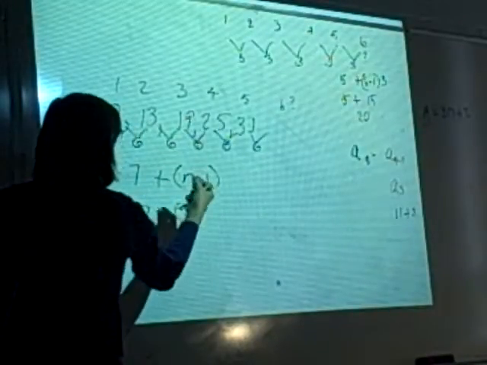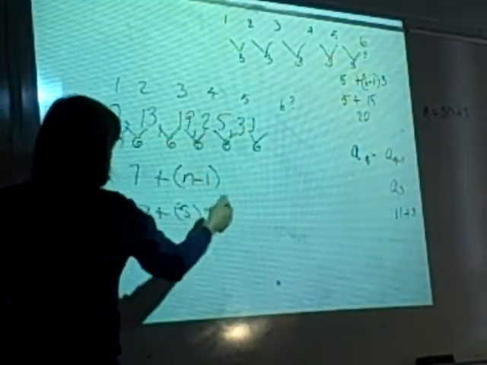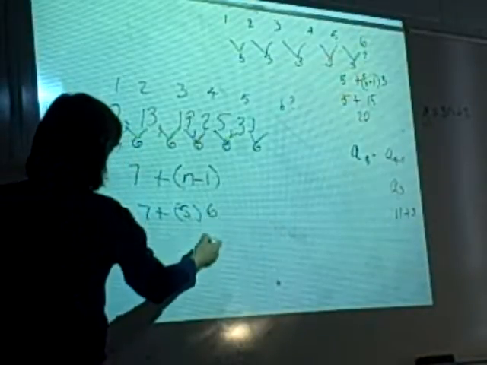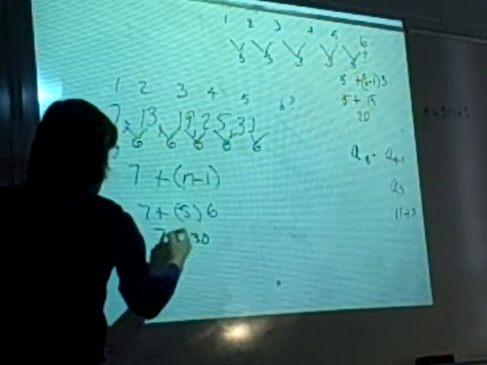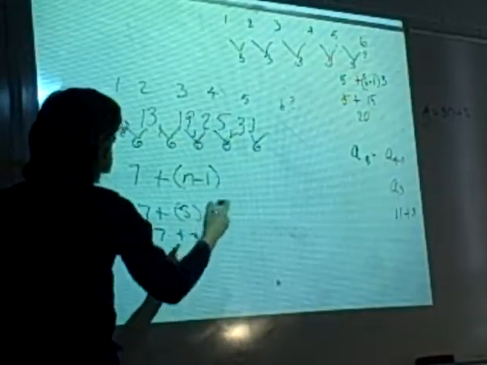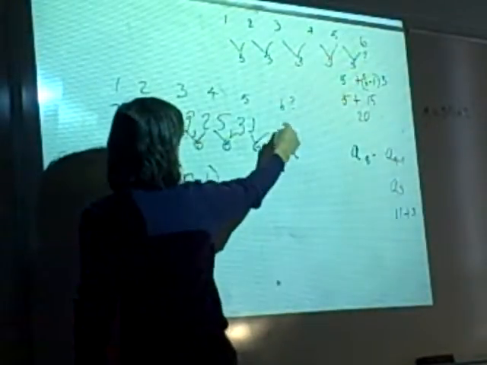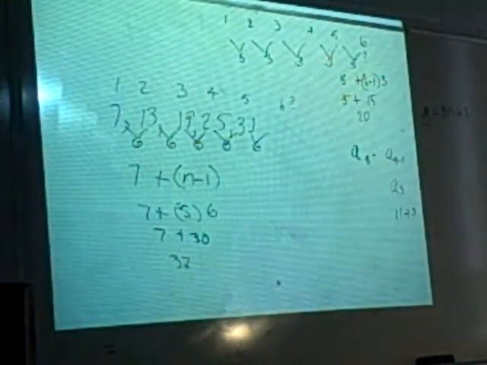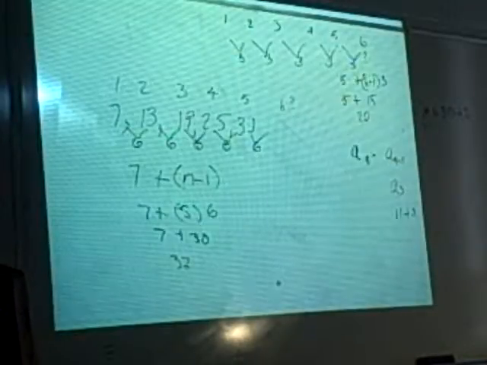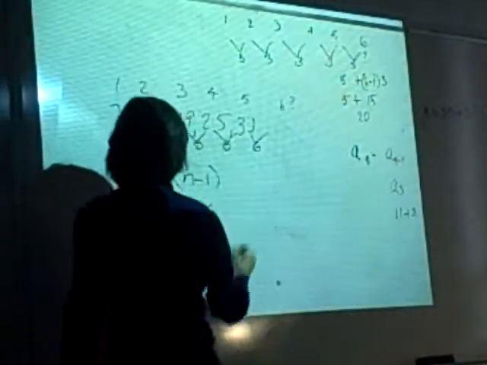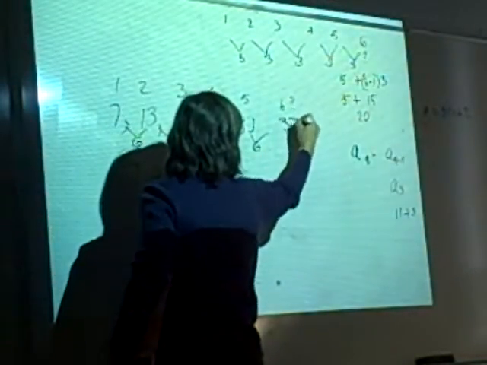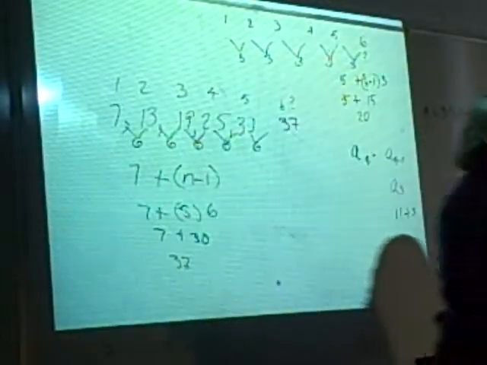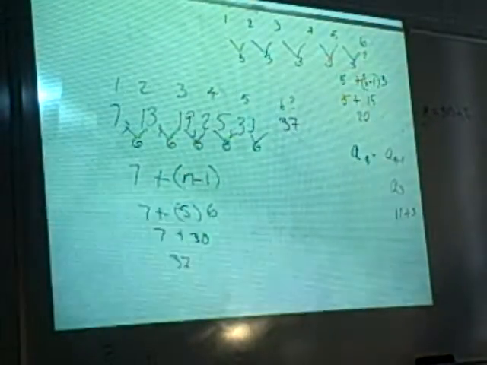And what is the value of the difference? Times 6. So 5 times 6 is 30. So does it make sense that the next term is going to be 37? Yeah, okay. 37? Okay? All right.